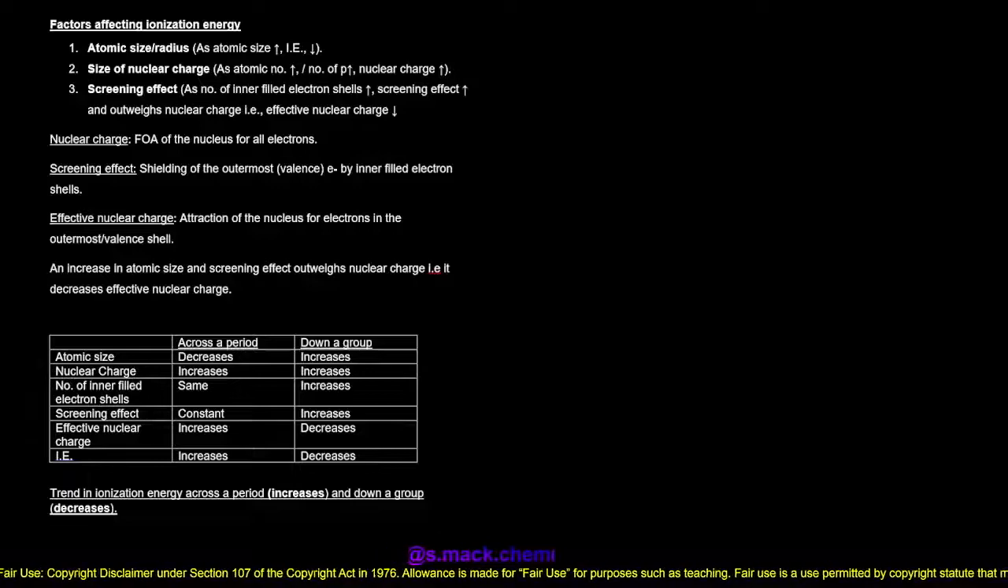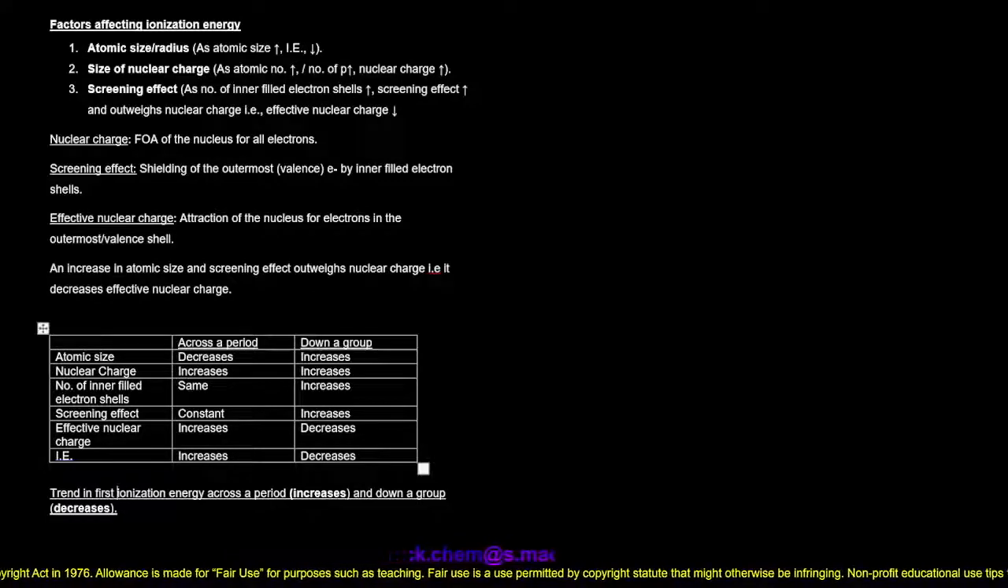So last but not least, I've put as one line at the end of my table the trend in first ionization energy across a period, meaning that you have to learn off that it increases across a period and that it decreases down a group.